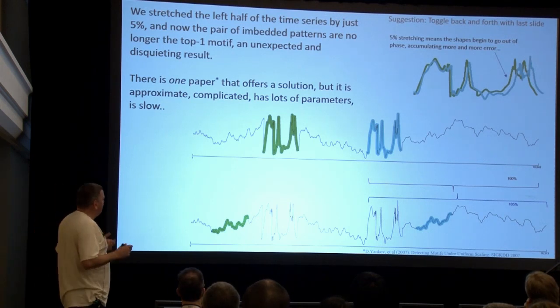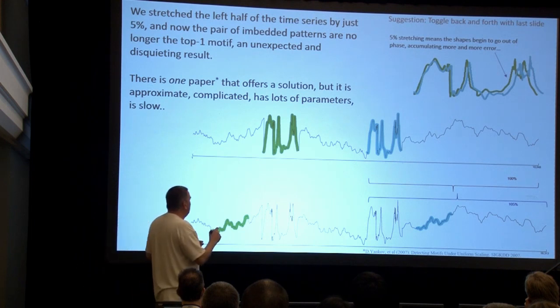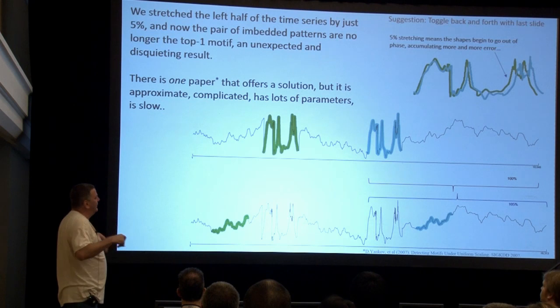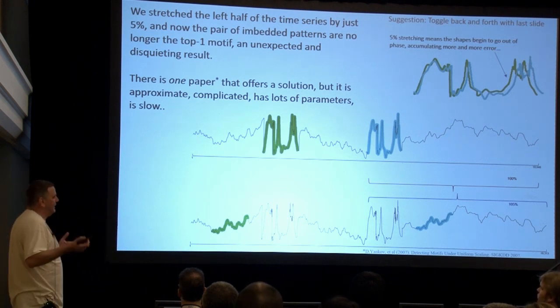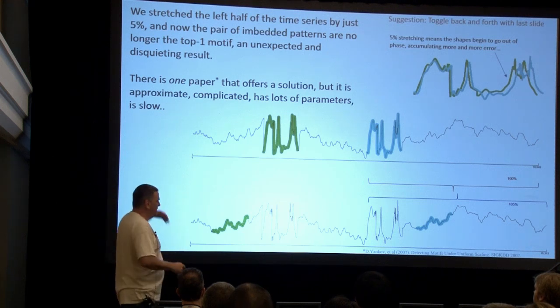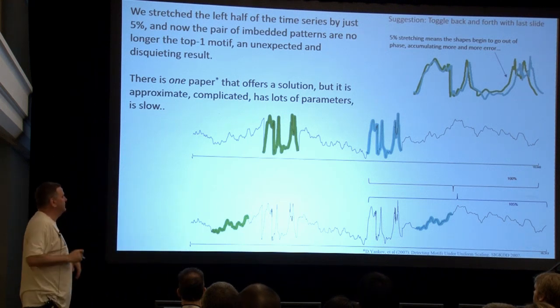People have done this before, and they actually have special algorithms to find motifs under uniform scaling. And those algorithms are approximate, complicated, clumsy, slow, parameter laden. My claim is, once again, I can solve this problem with the matrix profile plus 10 lines of code, or less, actually.